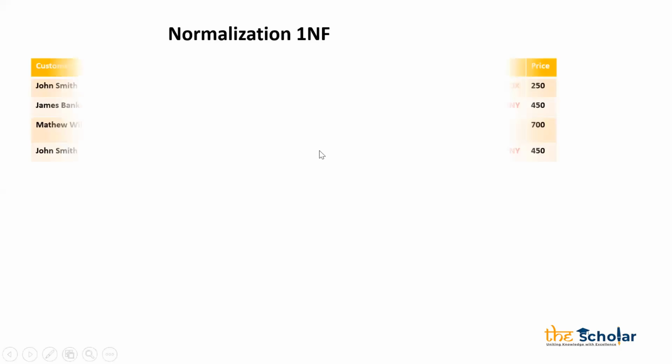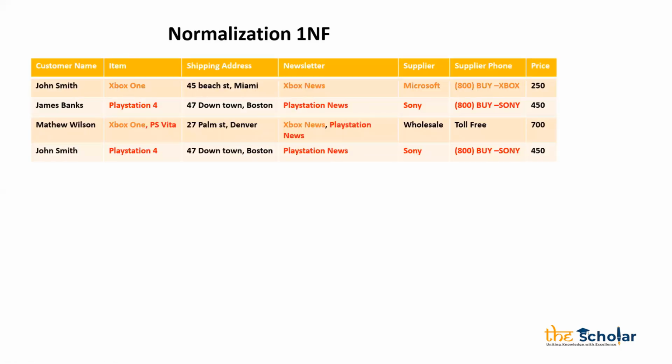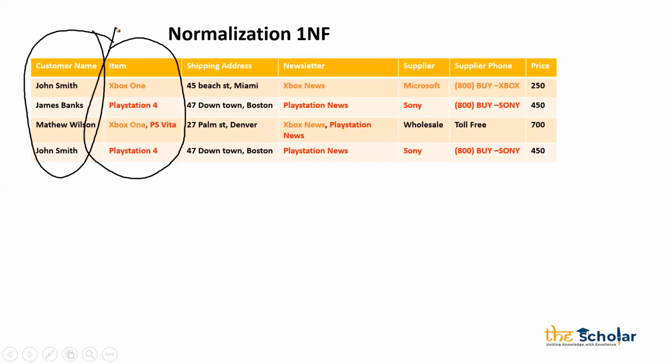Now, if you see here, this is my very first table, and here we have the details about the customer name, item. Now, if you see here, John Smith purchased Xbox One. James also purchased PlayStation 4. Matthew purchased Xbox One and PS Vita. Now, you can very well see that in a single cell, I have two values, right?